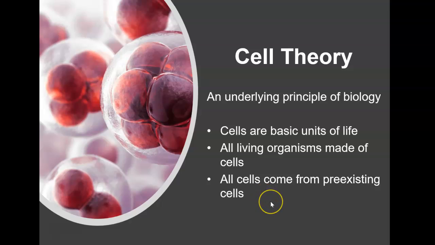Cell theory is this very important and underlying principle of all biology, and that is that all things are made of cells. Cells are the basic unit of life. And in order to have a cell come forth, you need a pre-existing cell. So only cells can make cells.